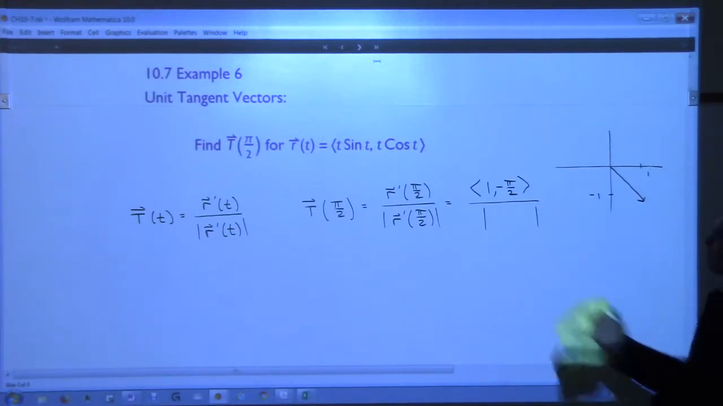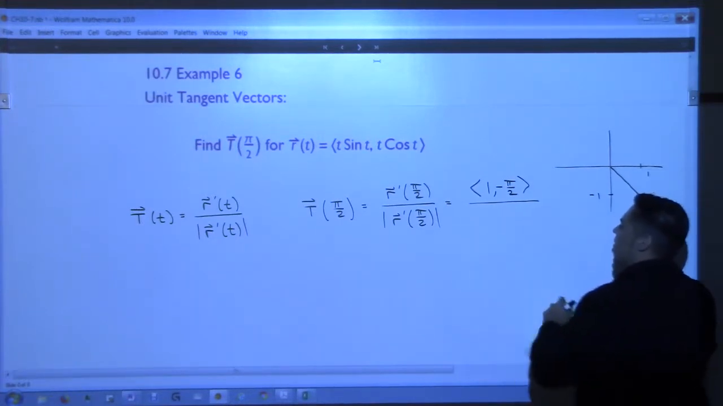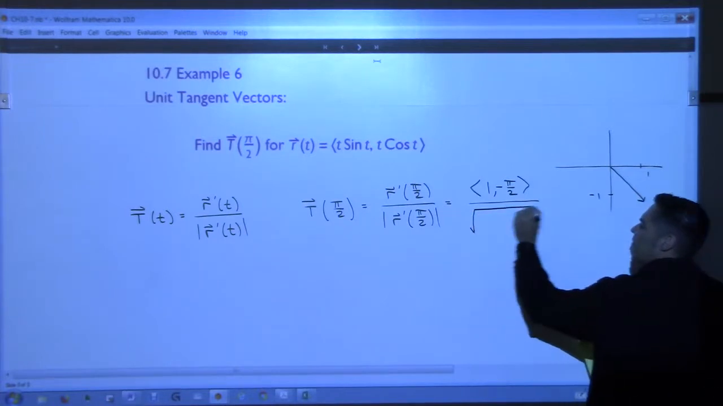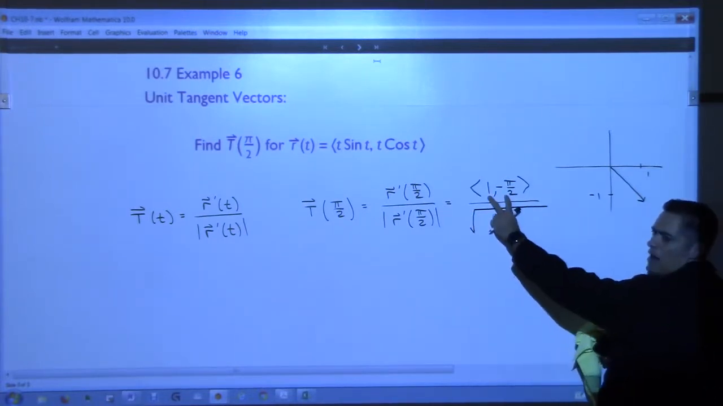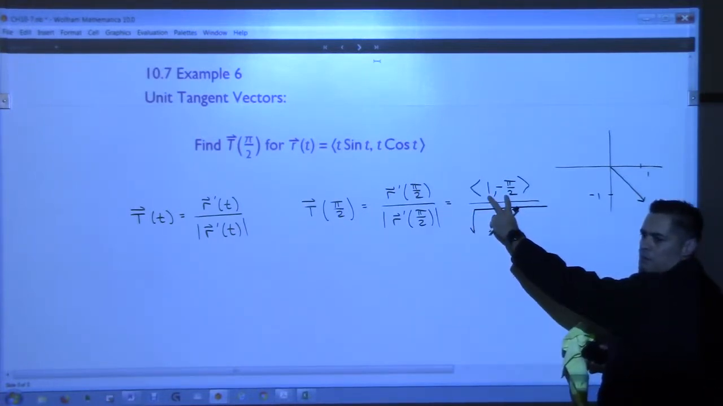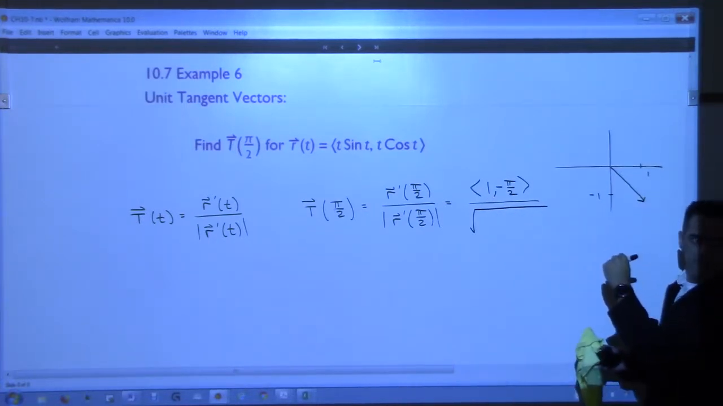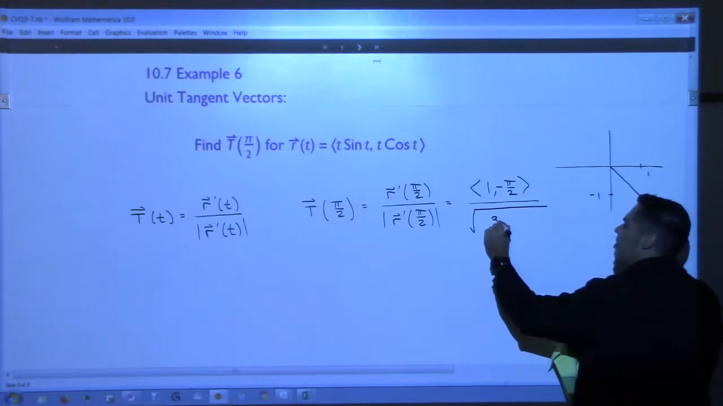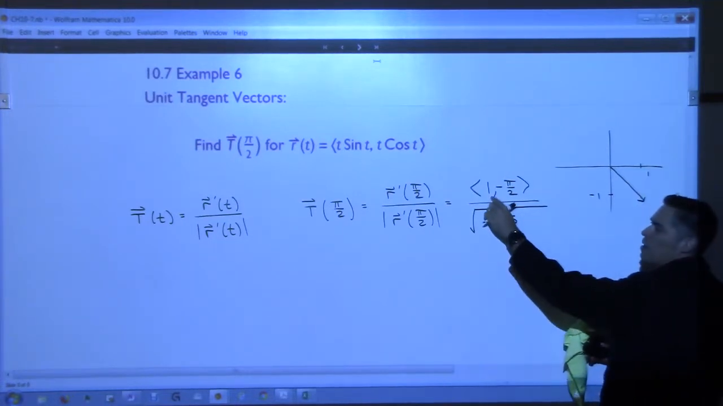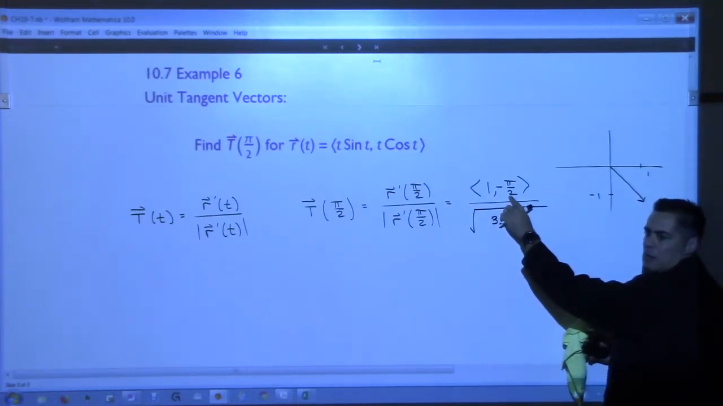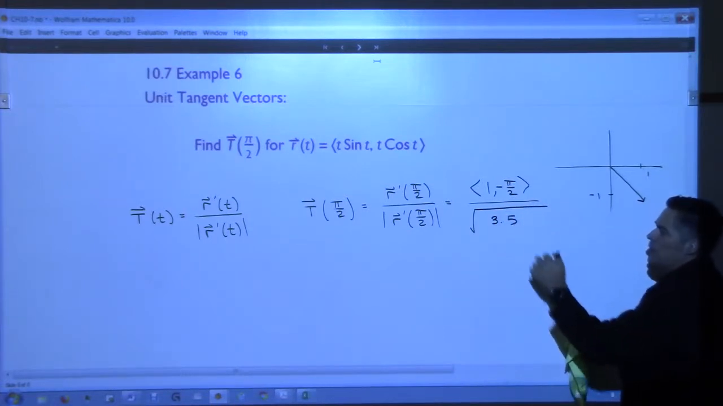What's the length of that vector? It's kind of weird, but what is it? The square root of these things squared and added up? I got 3.5. That is before the square root. Everyone understand all we're doing is 1 squared plus negative pi over 2 squared, adding them up and then square rooting?